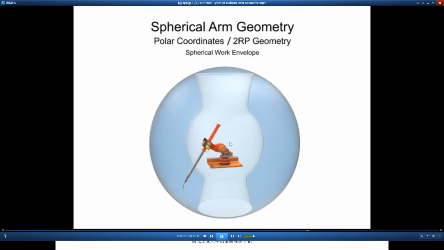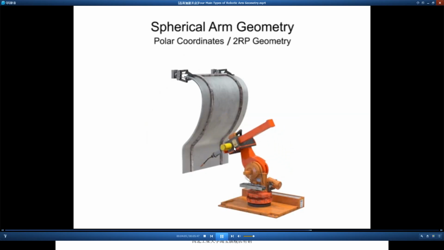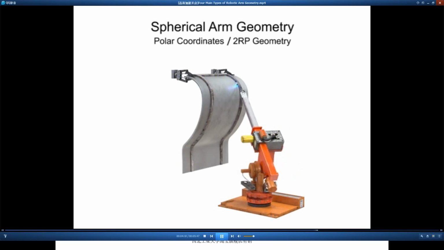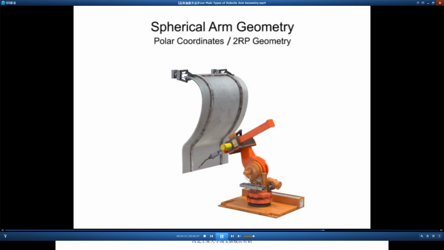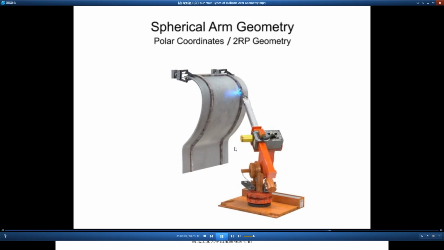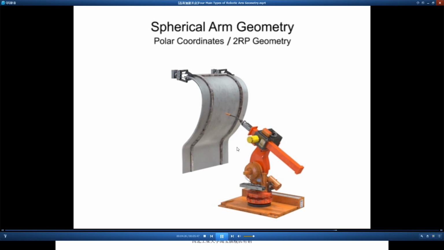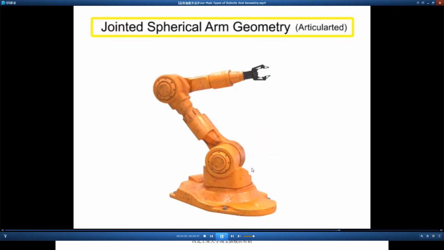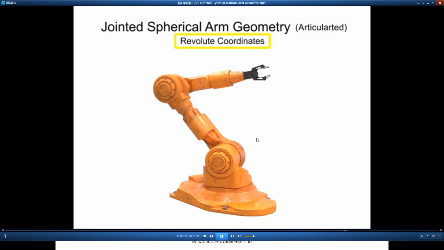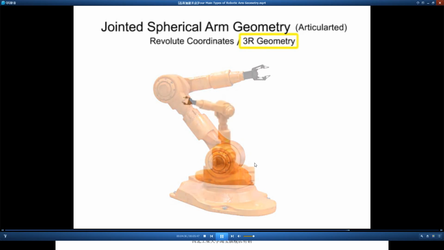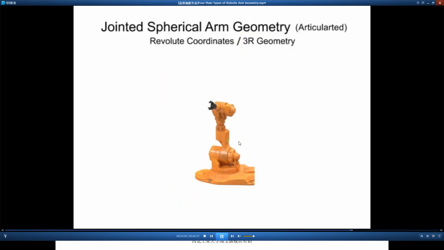Spherical arm geometry robots typically have a very long reach and have proven their performance in industrial applications. However, their high cost, large use of floor space, and lack of flexibility compared to jointed spherical arm robots make it hard to justify in most industrial applications. Jointed spherical arm geometry robots have rotation in three directions, use revolute coordinates, and are given the designation of 3R. They are one of the most popular types of robotic arms and most accurately mimic the movement of the human arm.